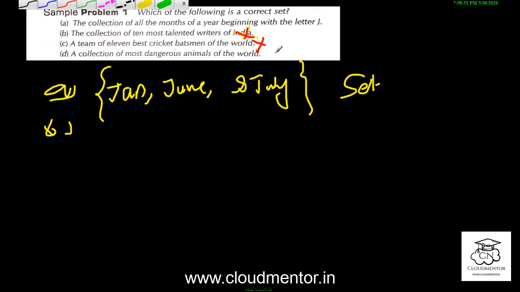And option D, a collection of the most dangerous animals of the world. Most dangerous is not a clear term, right? An animal may be most dangerous to one person and may not be for another. So it is not a well-defined collection, and it is not a set. So among these options, the right answer, the set, is option A.